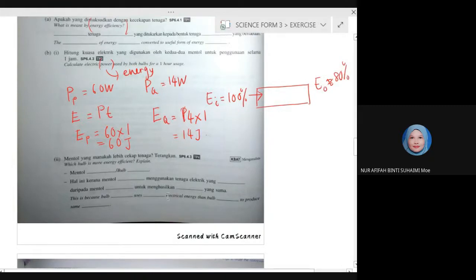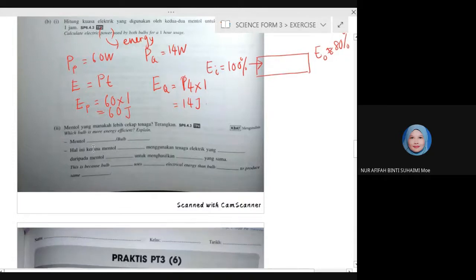B2, which bulb is more energy efficient? Yes, I explained that earlier. Okay, can you do it? Which one is more energy efficient, and then explain why.